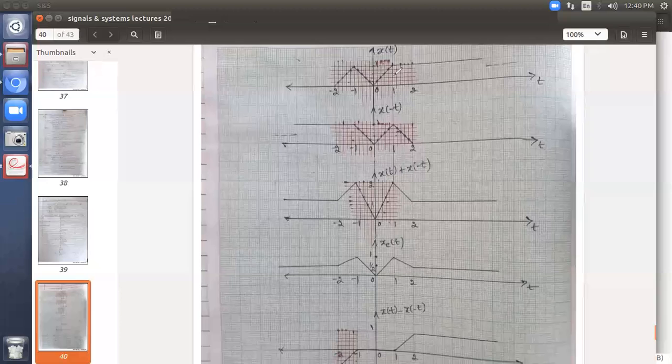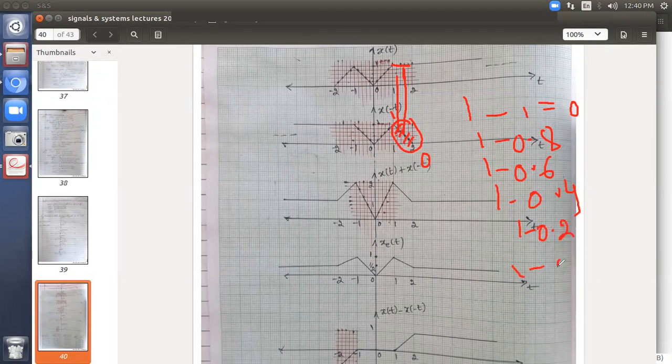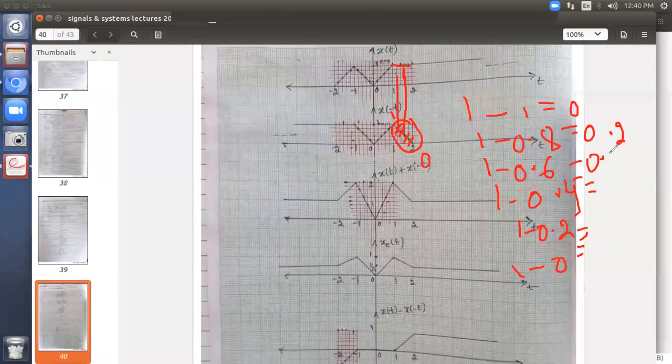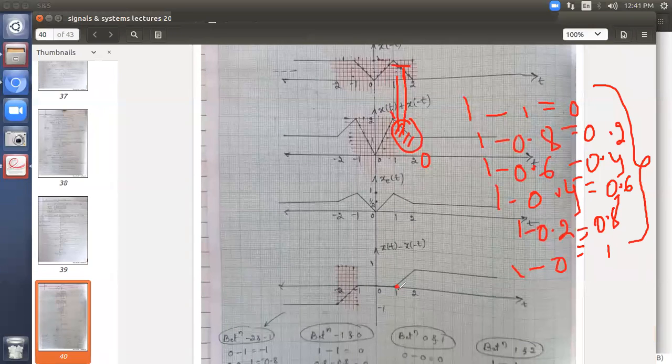Then coming to the next, the last one, constant amplitude 1 minus this. So the amplitude is constant, and this amplitude is decrementing between 1 and 0 in steps of 0.2. So 1 minus 1, first point is 0. Next 1 minus 0.8. Next 1 minus 0.6. 1 minus 0.4. 1 minus 0.2. 1 minus 0. So if you observe the amplitudes here: 0, 0.2, 0.4, 0.6, 0.8 and 1. The amplitude is incrementing between 0 and 1 in steps of 0.2. That I can show it here. We were here. So 0, 0.2, 0.4, 0.6, 0.8 and 1. So I will reach here.